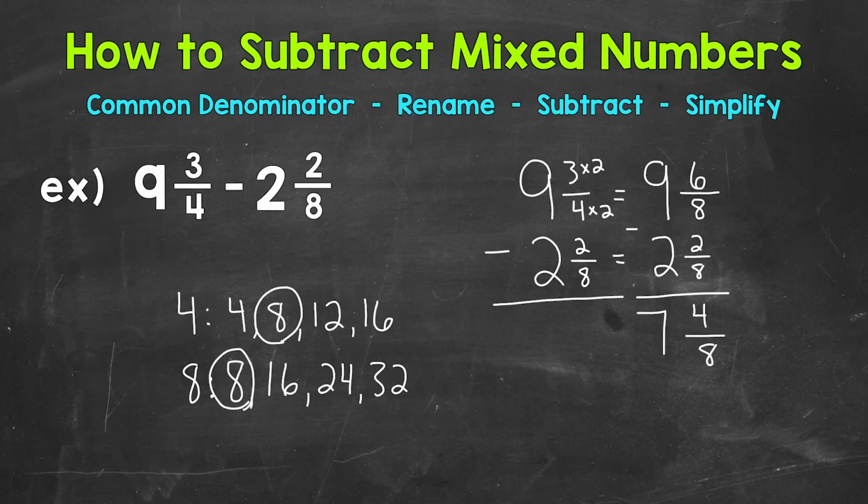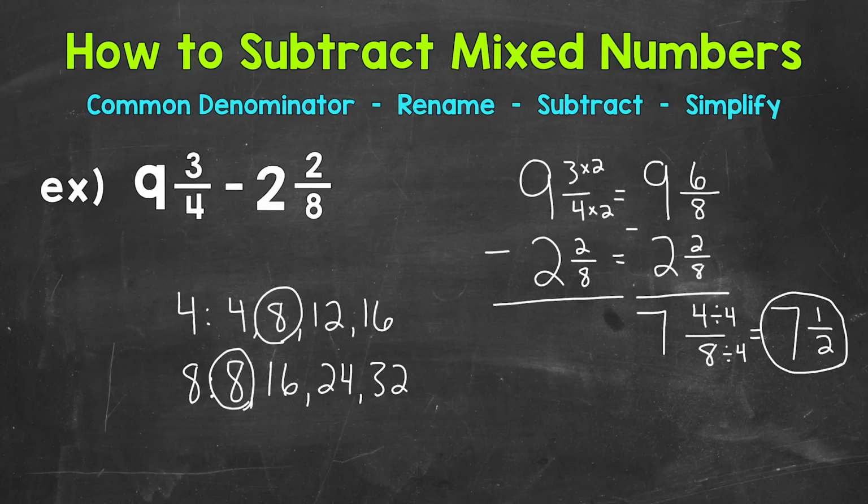Always look to see if you can simplify the fractional part of a mixed number. We can. 4/8 can be simplified. We have a greatest common factor of 4. So let's divide both of these by 4. And we get 7. 4 divided by 4 is 1. 8 divided by 4 is 2. So we get a simplified answer of 7 and a half. So we've gone through an addition and a subtraction example.